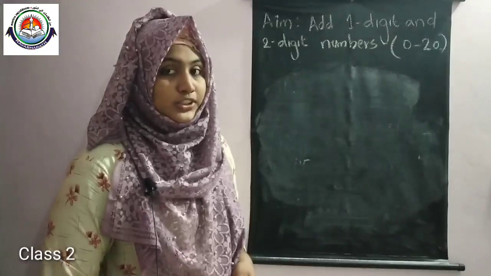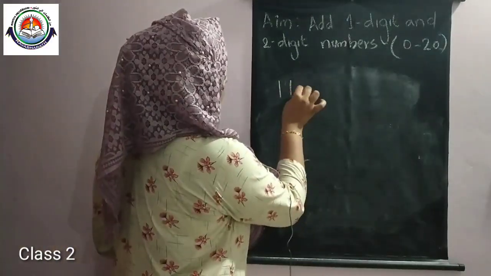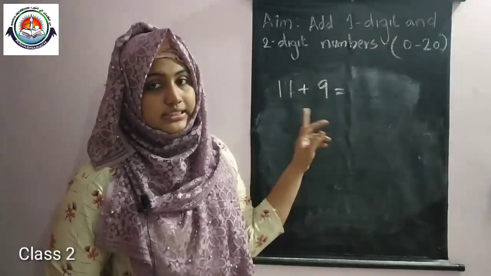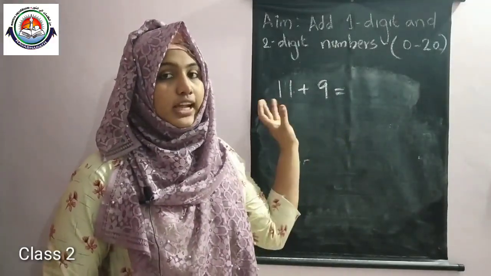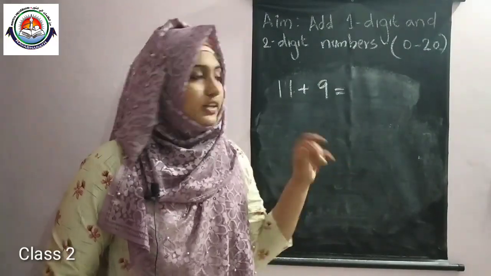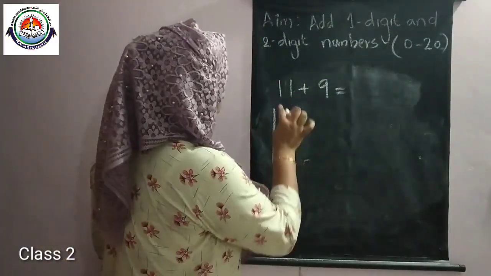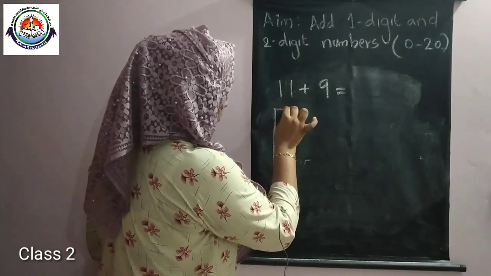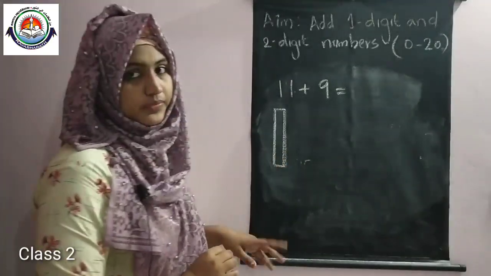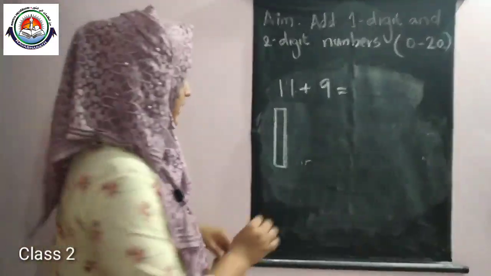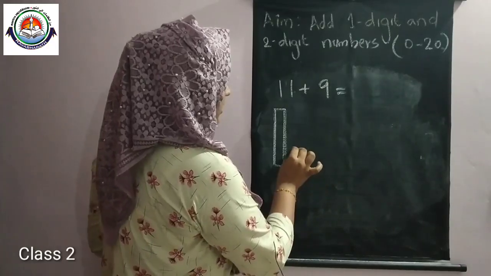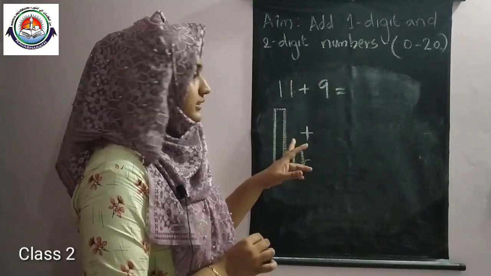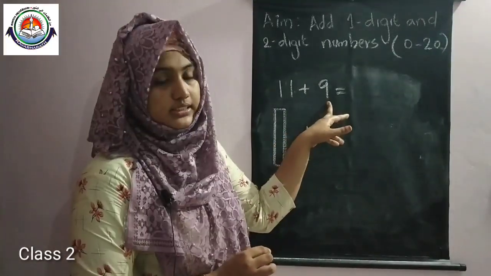Okay. Now let's do another example. What is 11 plus 9? Now we can draw the place value blocks first. So 1 in tens place, so 1 tens block. Then 1 in ones place, so 1 small square. Then we are going to add the number 11 with the number 9.